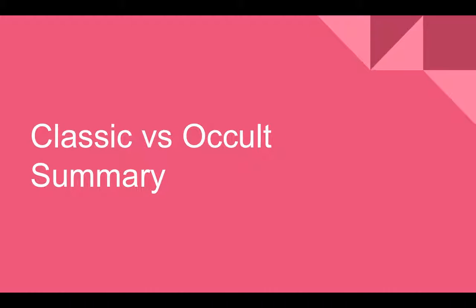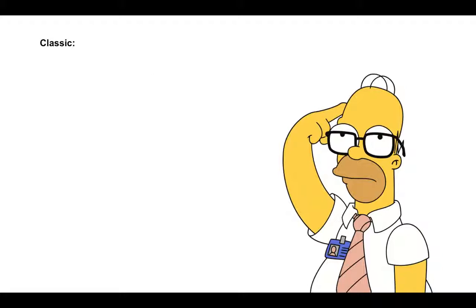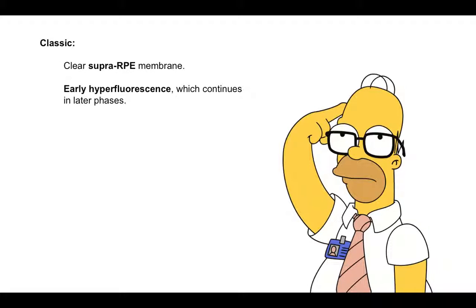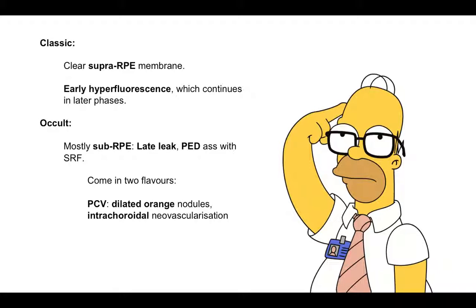So let's summarize classic versus occult very briefly. So the classic is a clear supra-RPE membrane with early hyperfluorescence, which continues to increase in fluorescent intensity over time. Occult is mostly sub-RPE. You get a late leak, and PED is associated with the SRF. And they come in two flavors. So your PCV, you have those lovely dilated orange nodules and intrachoroidal neovascularizations, and you have RAP, which is a type 3 CNV. And those anastomose between the intraretinal and subretinal choroidal neovascularization.